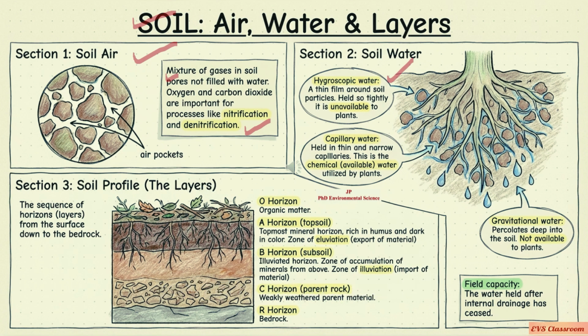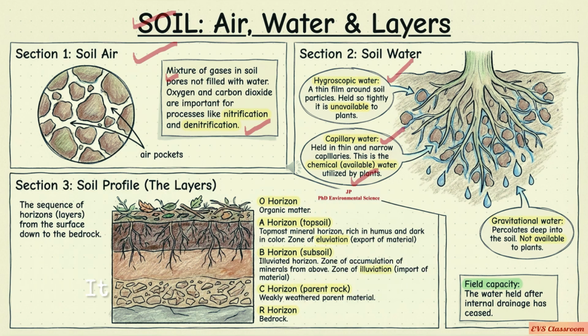Capillary water. It is held in thin and narrow capillaries. This is the available water utilized by the plants. Means capillary water moves slowly through soil pores. It is the most important water for plants. This is the water farmers aim to maintain in the soil.